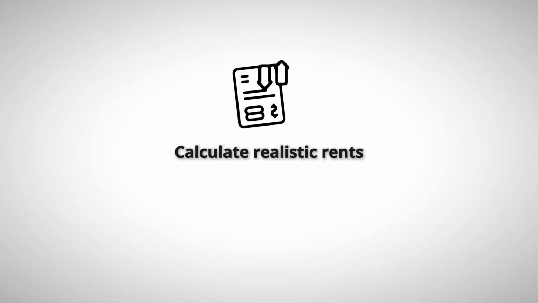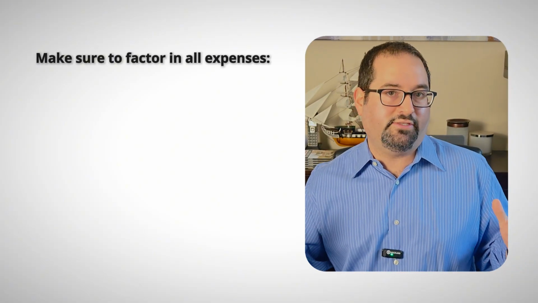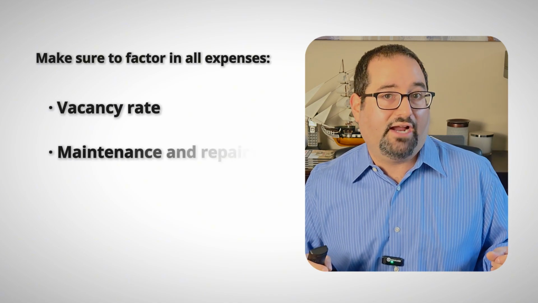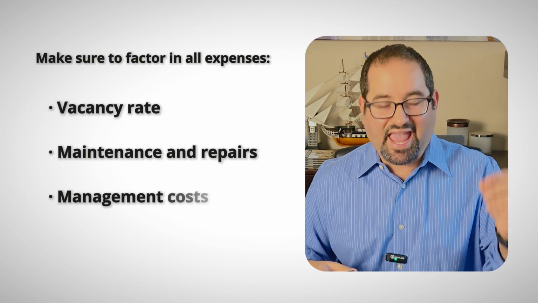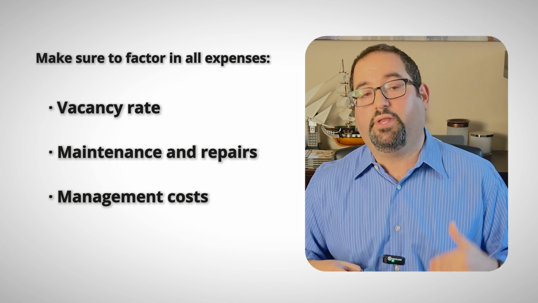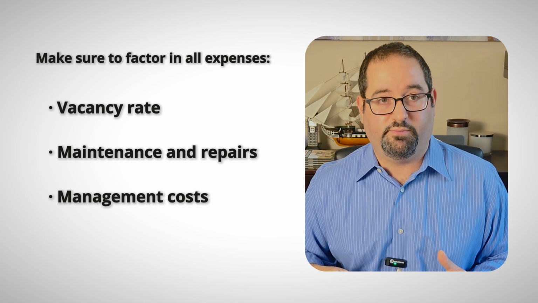Here's how to evaluate whether a DSCR loan will work for your deal. Calculate realistic rents. Don't just rely on Zillow or Airbnb. Dig deeper and find out the real market rent for the property. Make sure you factor in all the expenses. Include a vacancy factor, maintenance, repairs, and management costs if you plan on using third-party management to manage the property. Get a full term sheet up front. Look at the rate, the fees, the prepayment penalties, and the reserve requirement for the loan that you're applying for.